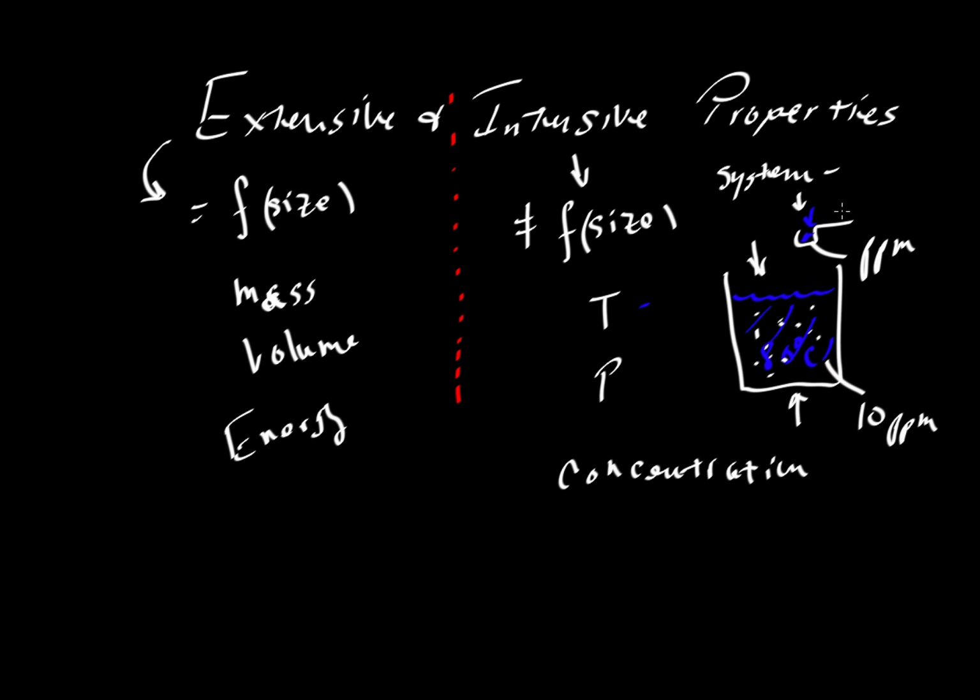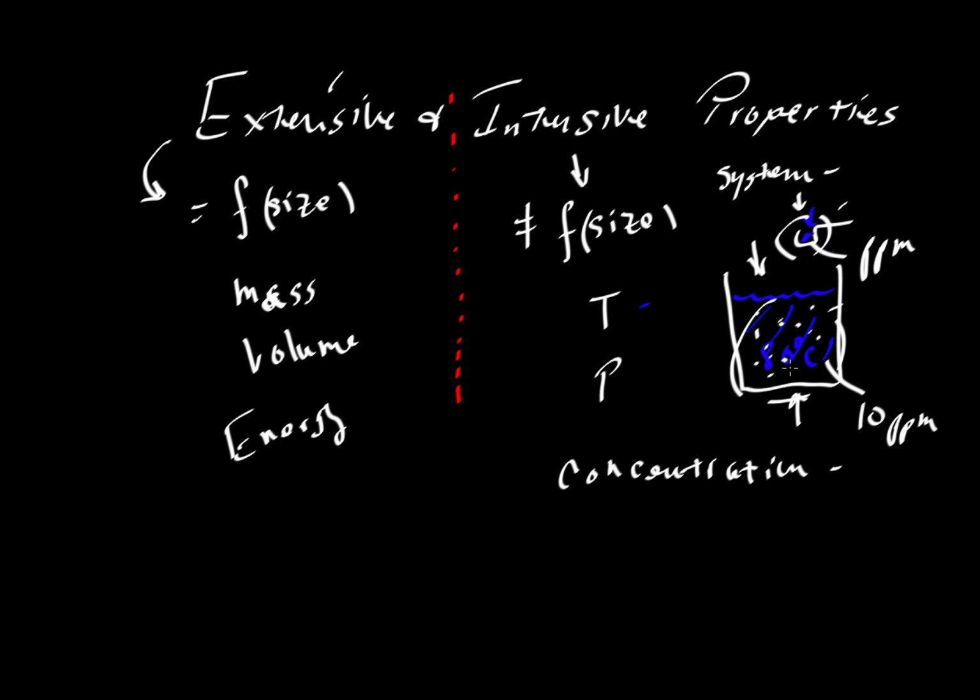But of course, the mass for that amount of water and this amount of water here would be very different. The volumes would be different, and the energy content in this little cup here and this entire container here would be different. So mass, volume, energy, those are all extensive properties. Temperature, pressure, and things like chemical concentrations, those would be intensive properties.